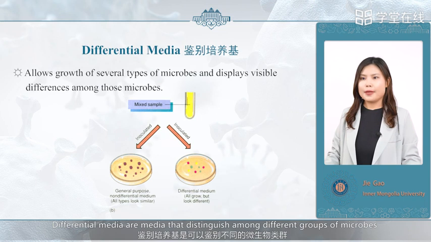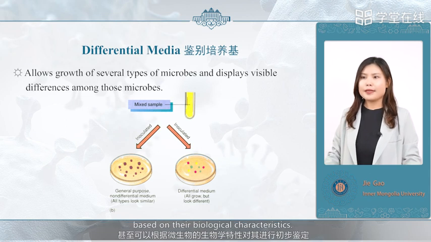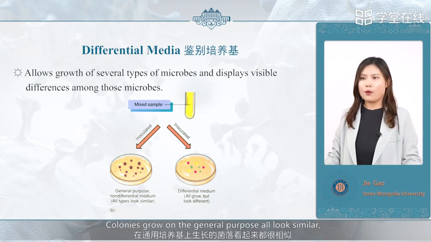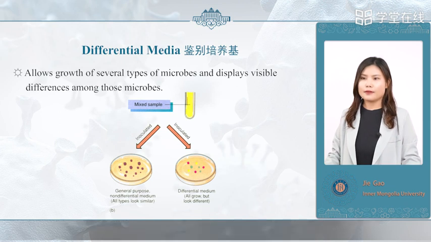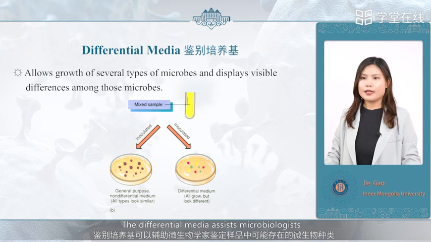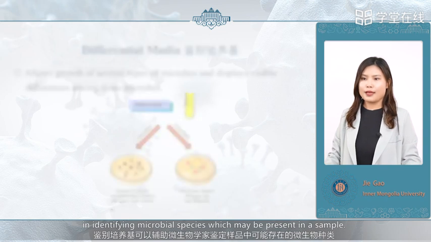Differential media are media that distinguish among different groups of microbes and even permit tentative identification of microorganisms based on their biological characteristics. Colonies grown on general-purpose medium all look similar, while the same inoculum growing on differential medium exhibits different colonies. The differential medium assists microbiologists in identifying microbial species which may be present in a sample.